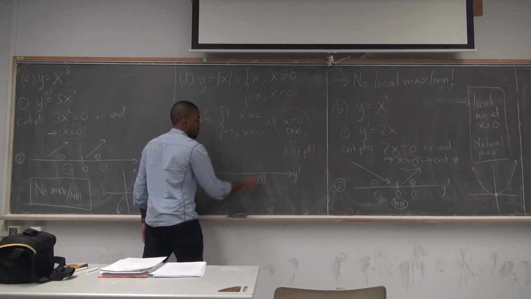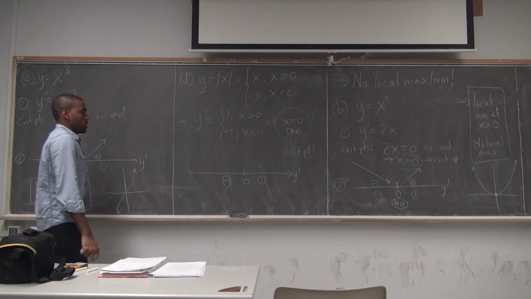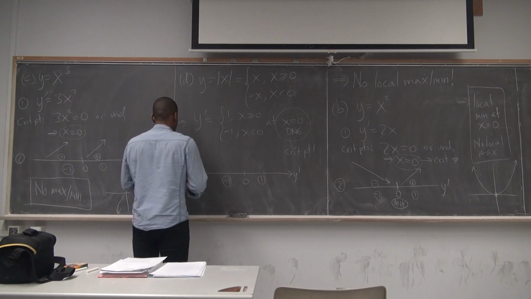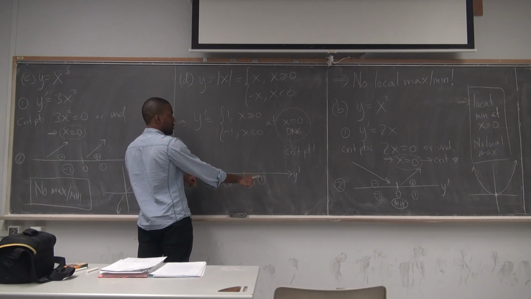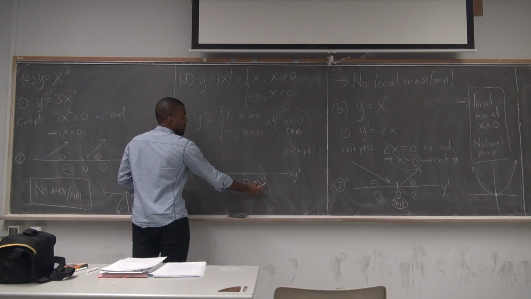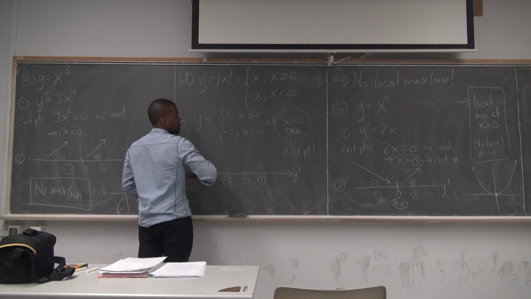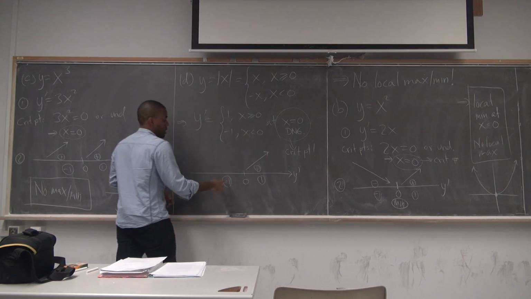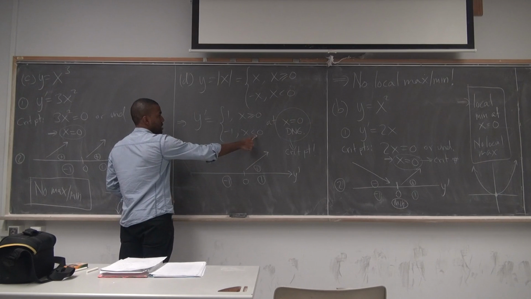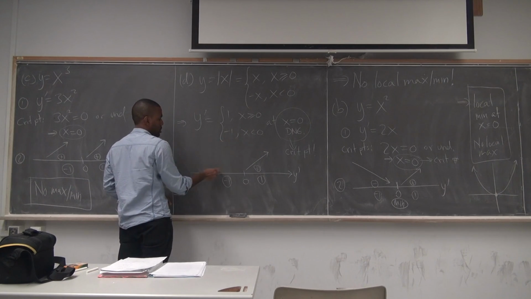And again, I'm going to plot it on a number line. So I plug in a positive one in the derivative. Because x is positive, it means I plug that into the top function, which is 1, which is positive. Plug in a negative 1. Because x is negative, I use this part, this definition for the function. So that's minus 1, which is negative.